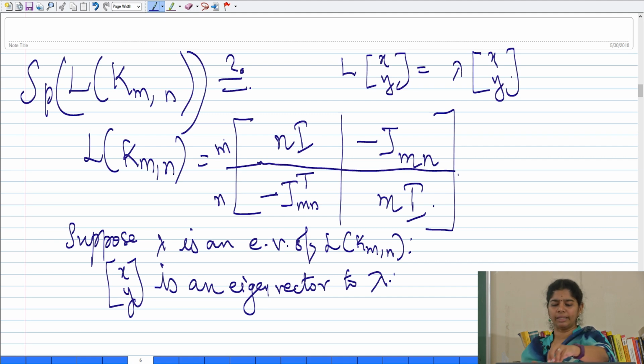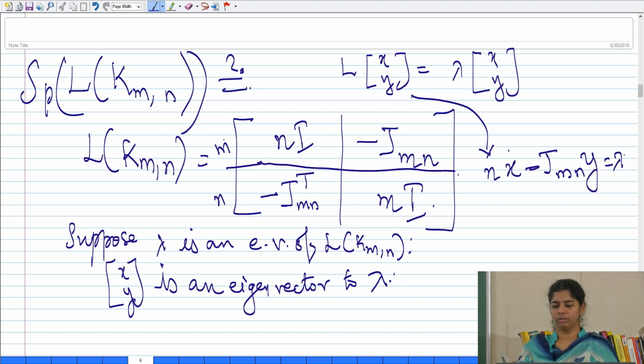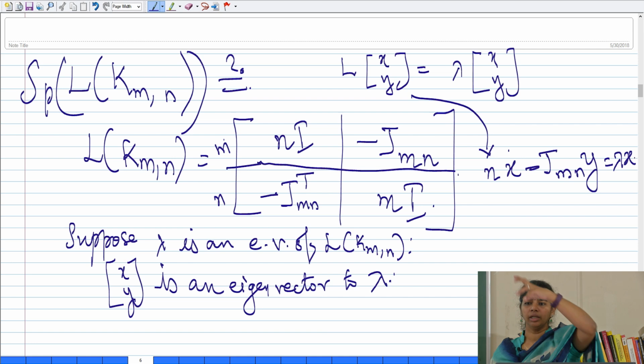So if I put all these things in for this matrix specifically, what do we get? We get an equation to solve, and we try to solve it to get the eigenvalues. So what would this be? If I take L as this matrix and multiply it with this vector, what do I get? The first block would be n x minus J m,n y, which should be equal to lambda x, right? The first block would be equal.